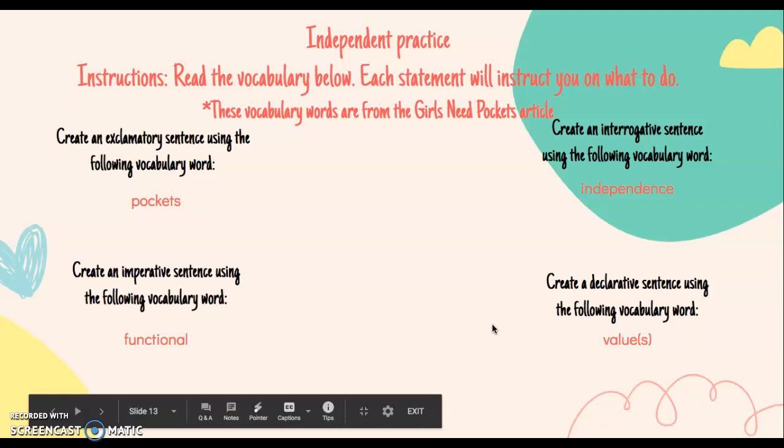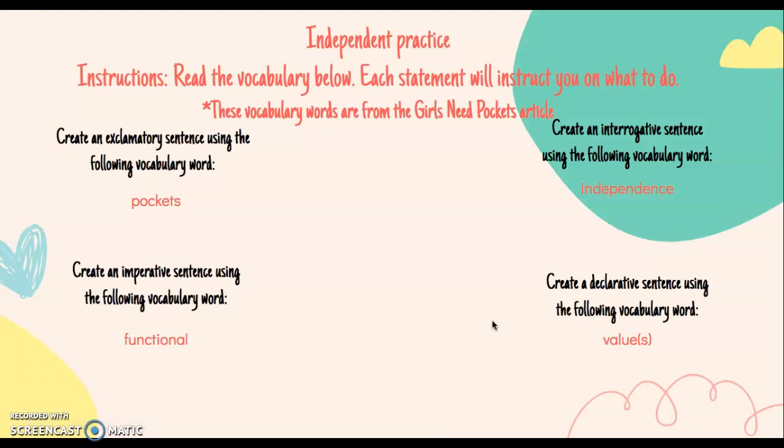Okay, you should have filled in the last slide by yourself. And here's some more independent practice. You're going to read each vocabulary below. Each statement will instruct you on what to do. So for these, you are going to create the type of sentence that it's asking you to create with a certain word. For example, the first one says, create an exclamatory sentence using the following vocabulary word.